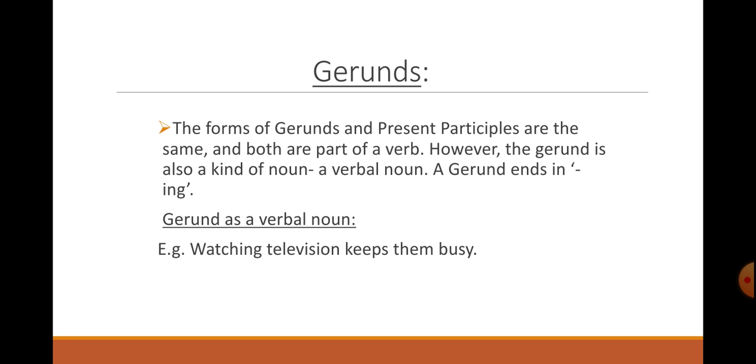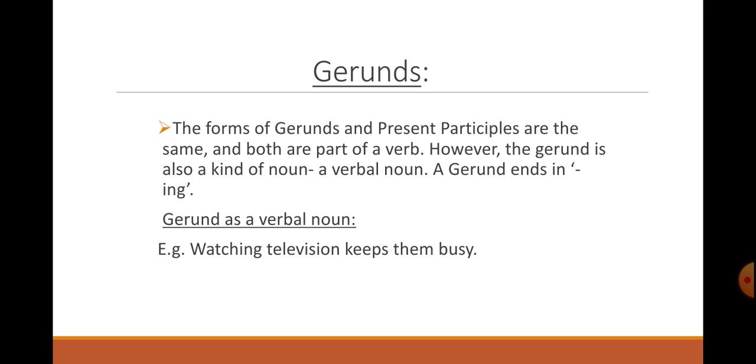Let's see what is gerunds. The forms of gerunds and present participles are the same and both are part of a verb. However, the gerund is also a kind of noun, a verbal noun. A gerund ends in ing. That means we are going to use V1 plus ing form for the gerund.